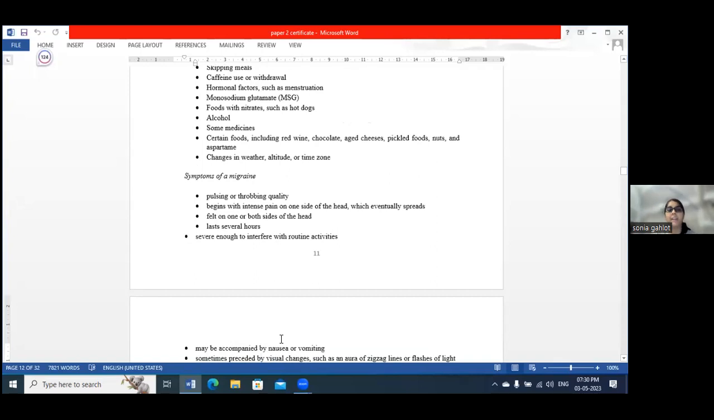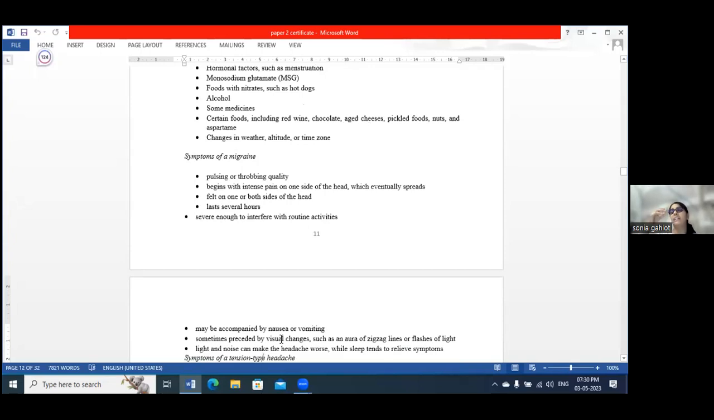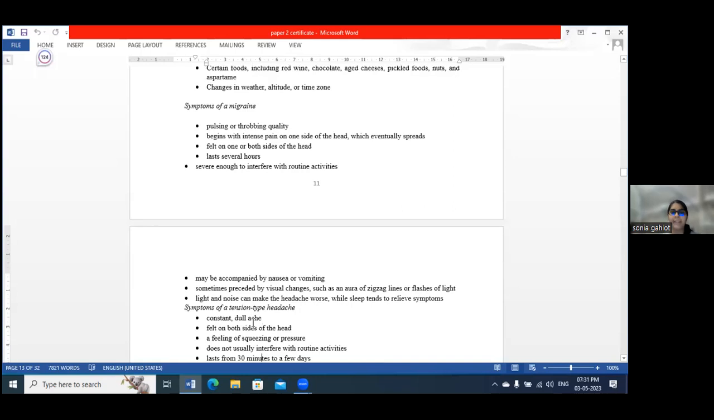Now, the symptoms of migraine. Basically, what happens with migraine is that a particular half portion of your head starts paining, and eventually that starts spreading to both sides, and it lasts for several hours. And in a very strong migraine, people are sometimes not able to see things. Their eyes become blurred. The vision becomes blurred. They are not able to see what is going on. So it then leads to vomiting and nausea. And light and noise become literally very bad for those people.